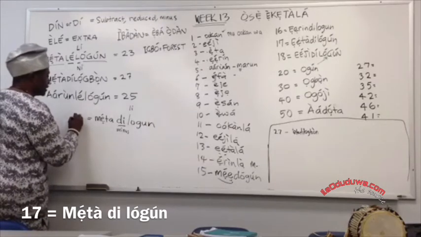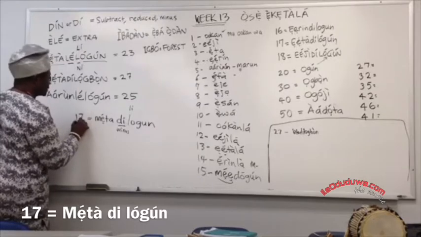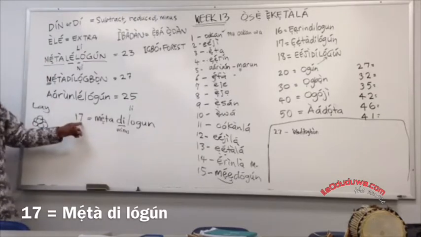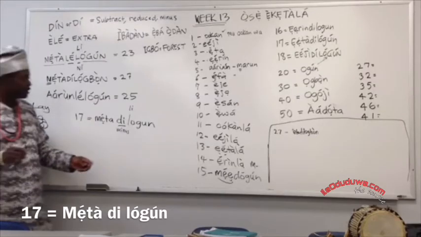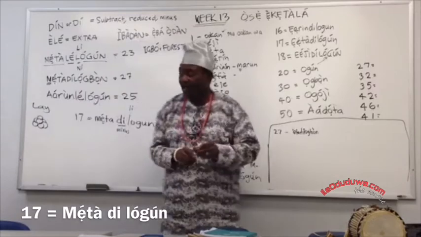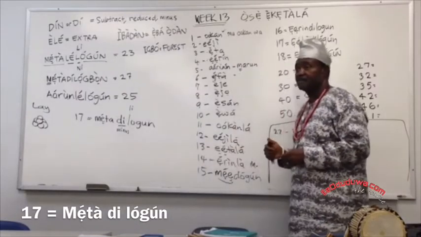So that would be 17. This will be 17. Yes. Meta D logun, because we subtracted from Ogun 20. Ogun. All right. So one more question.